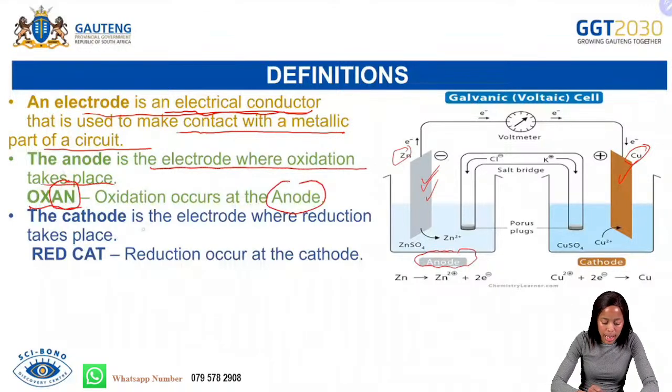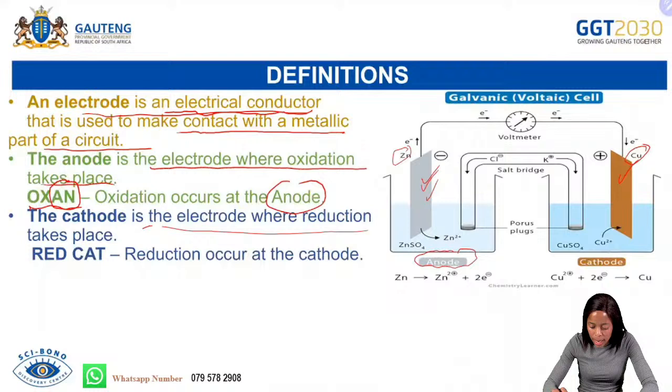Then next it says the cathode. So this is our cathode compartment. The cathode is the electrode where a reduction will take place.